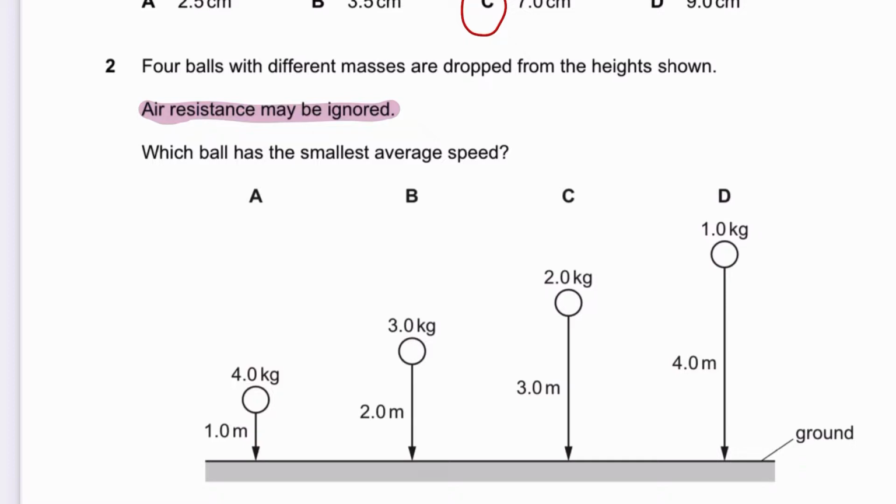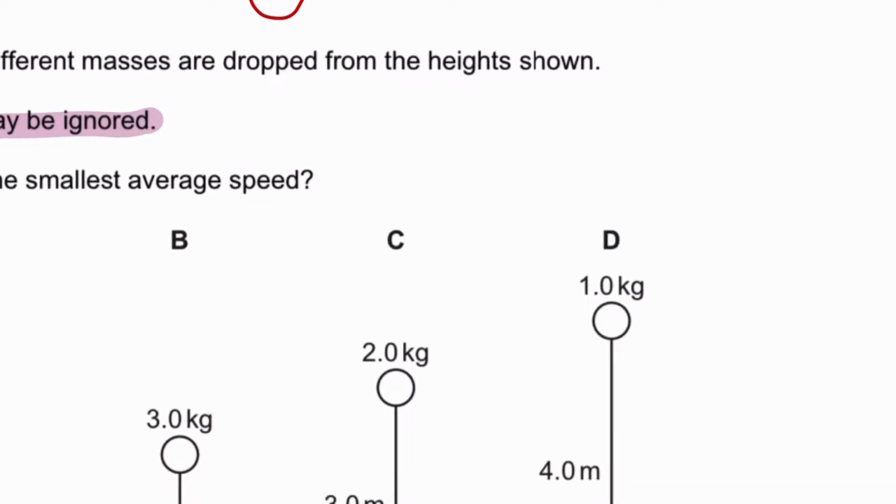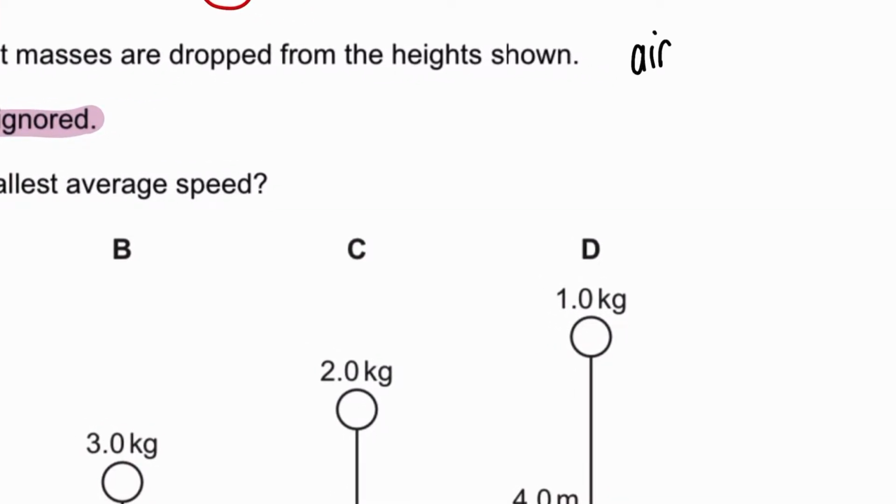Now, when we're talking about an instance when air resistance exists, the lighter mass has higher air resistance. For example, if we're talking about a ball and a feather in our normal atmosphere, there is air resistance. The feather will take a longer period of time to fall to the ground than the ball because it has a lighter mass. So it will have more air resistance.